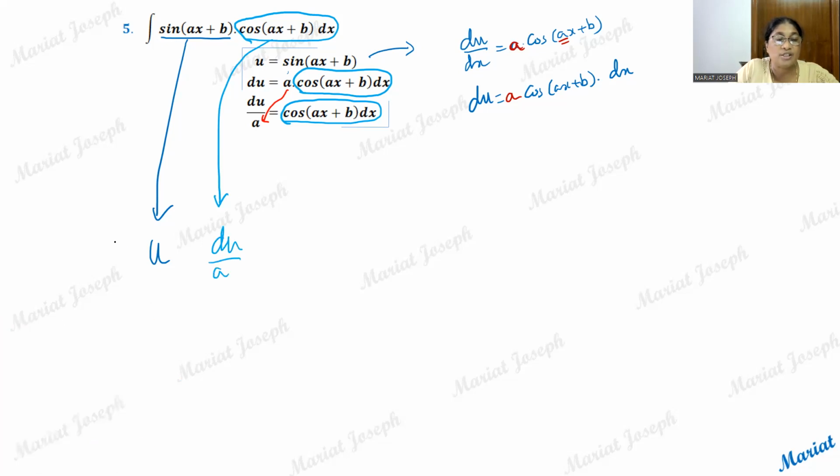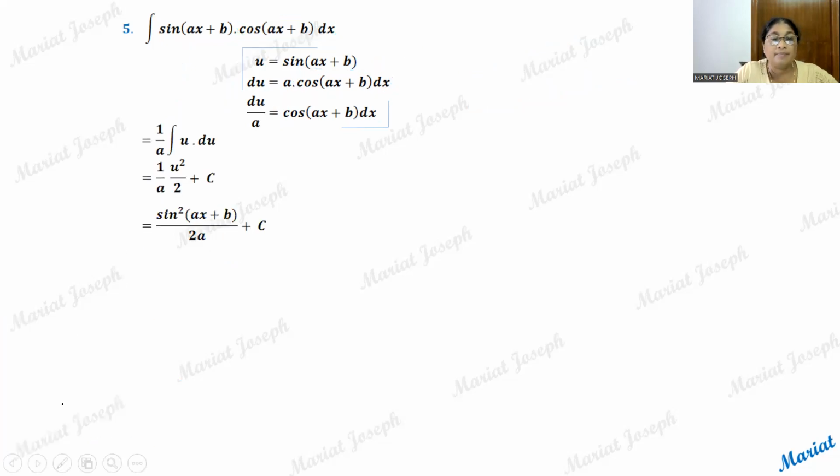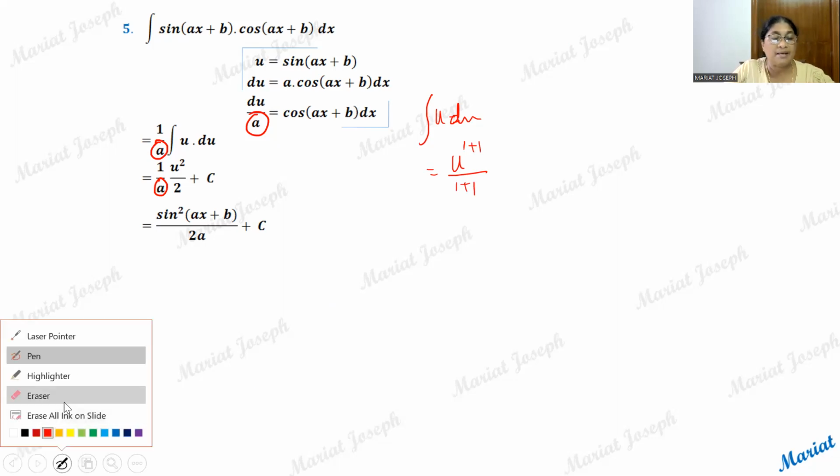And then the integration, rewrite this. That 1 upon a comes here. That 1 upon a is extra. This is what we were practicing in that shortcut also. Integral of u. What is the integral of u with respect to u? It is u raised to the power 1 plus 1 upon 1 plus 1. That is why u square upon 2. And then replace the u.